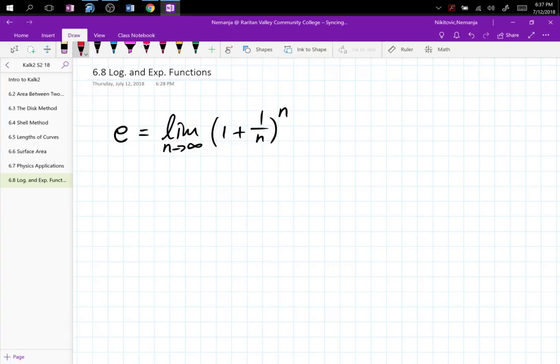This is the definition for the number e.